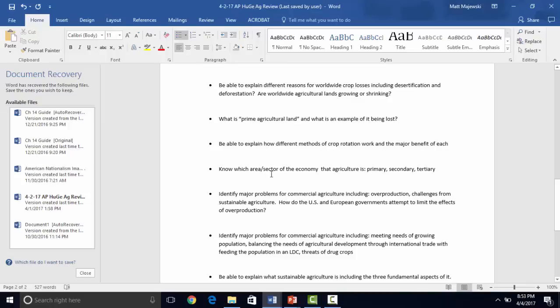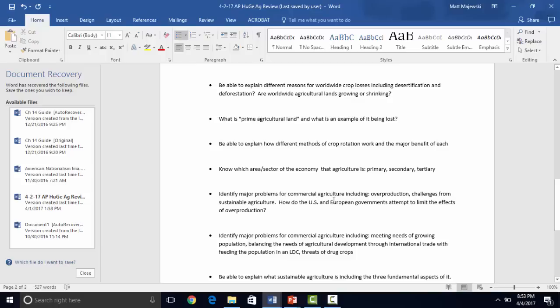Know which area or sector of the economy agriculture is. Agriculture is a primary job. Remember, primary jobs extract things from the earth, natural resources from the earth, and crops are most definitely that, all right? We're not manufacturing anything. We're not taking crops and turning them into a product. The farmer's job is just to grow the crops, all right?